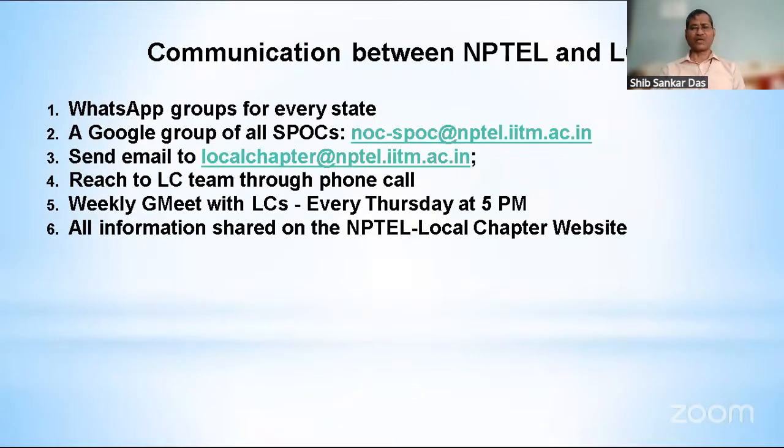Communication takes place between the local chapter and NPTEL through multiple means. There is a WhatsApp group for every state, through which every morning we inform the SPOCs about our initiatives. A Google group is also provided, through which whatever activities are going on, an email will be communicated to the local chapter SPOC email ID, so they will get an update. If they have any doubt, they can connect with us through email, phone calls, as well as every week on Thursday at 5 p.m. we conduct a Gmeet session. They can join there and get their doubts clarified, whatever it may be.